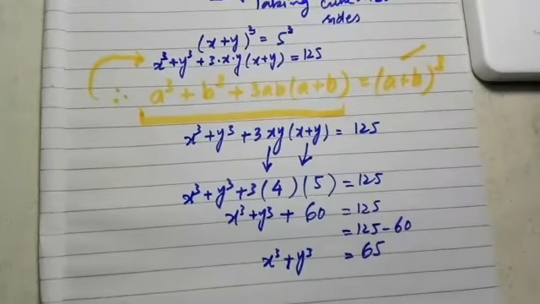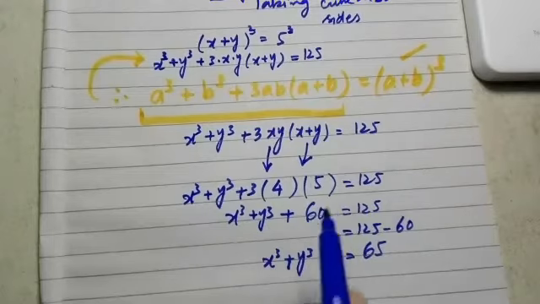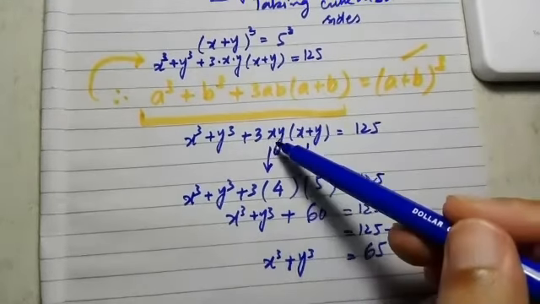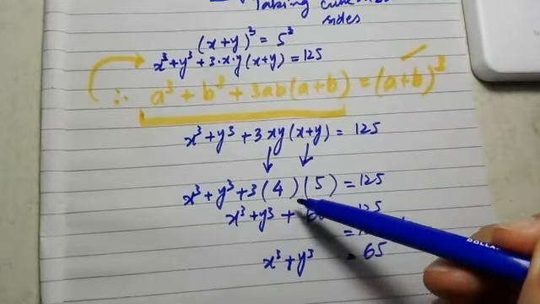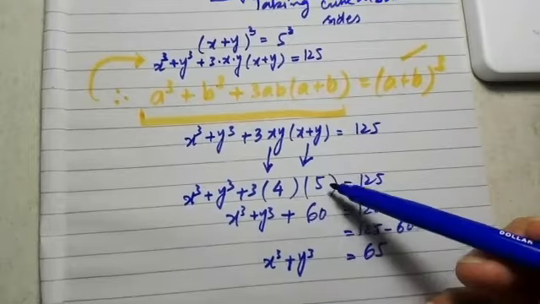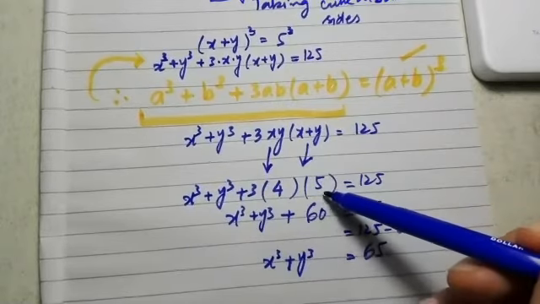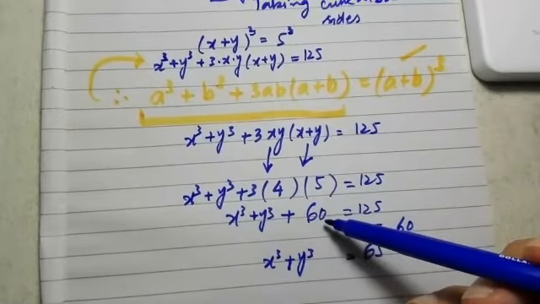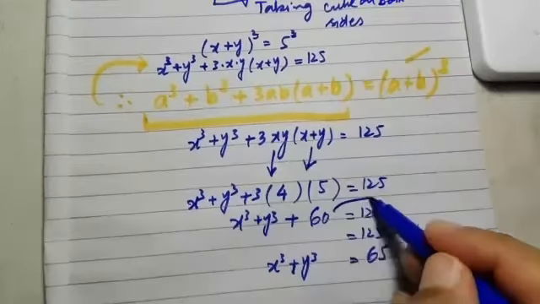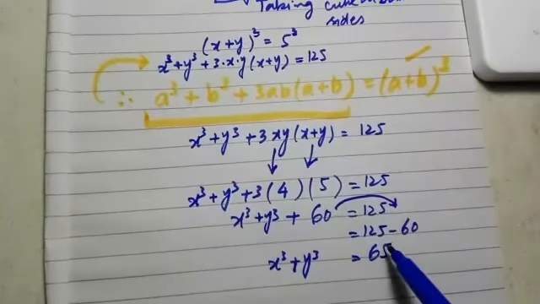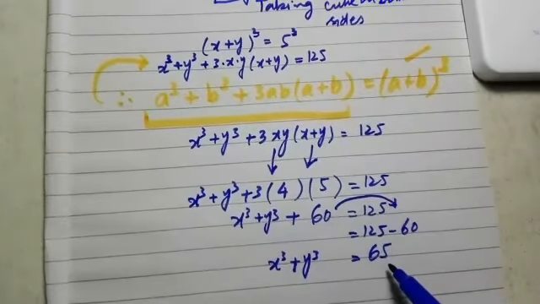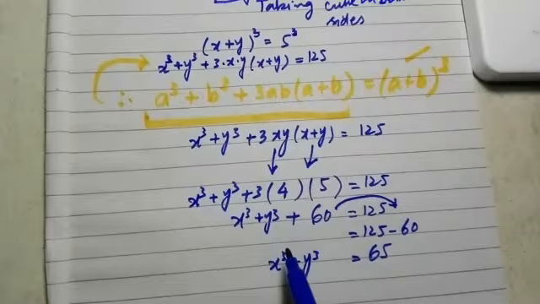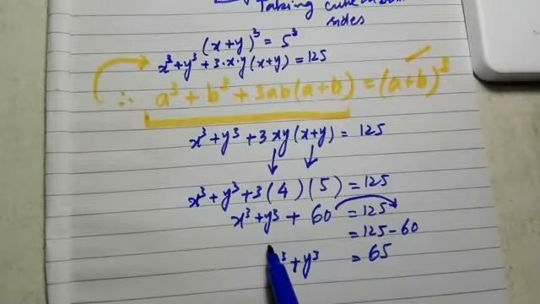Okay, so I will repeat it from this step: substituting the value of xy, which is 4, substituting the value of x plus y, which is 5, get these three numbers multiplied, it will generate 60, and shift 60 to the other side right here, and subtracted from 125, it will generate 65. So this is the required answer in the question.